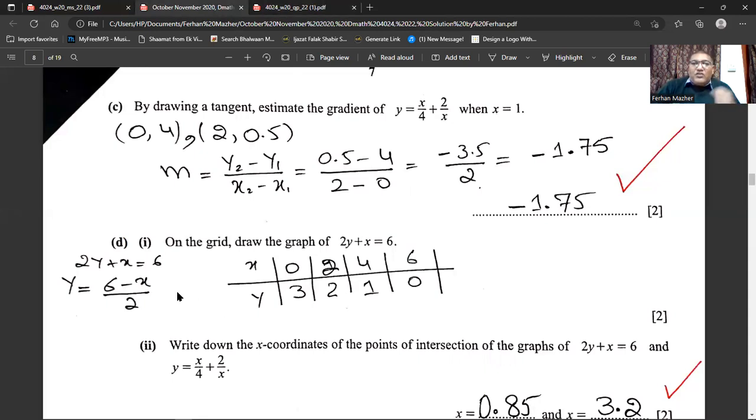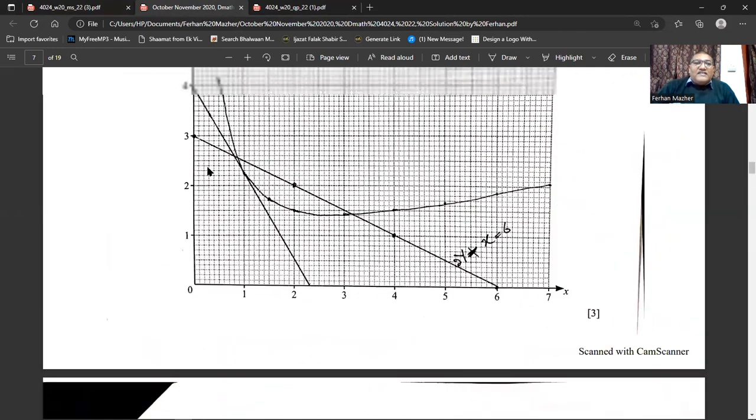Then I will substitute 4. Then I will substitute the 6. I will find the values of the y. I have found 0, 3, 2, 2, 4, 1, 0, 6. I will plot these points on this line.